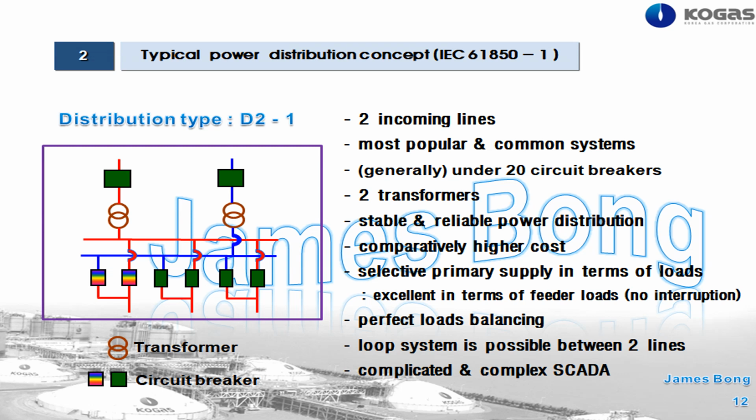This is a very stable and reliable electric power distribution system. In this system, operators or electric engineers can choose a primary supply individually. So, in terms of load balancing, this system is perfect. But the individual load has to have two circuit breakers. The switchgear room must have a wide area, and the cost is rather expensive. If the circuit breakers have a synchronous transfer function, in this case there is no interruption to the load. SCADA is complicated and complex.